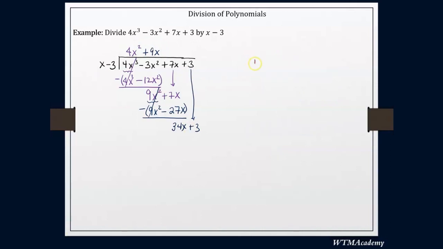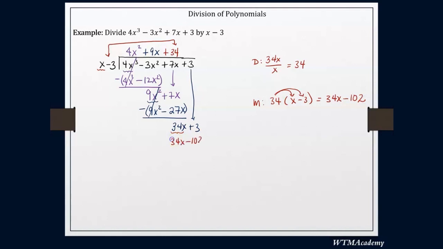Don't forget, we start with the division. We're trying to see how many times can x go into 34x. We only divide the first terms. So 34x divided by x, that would be 34. So that's what we're going to multiply this x minus 3 by. So let's do the multiplication. 34 times x minus 3, that is 34x. And then this is going to be negative 102. We write it down. 34x minus 102.